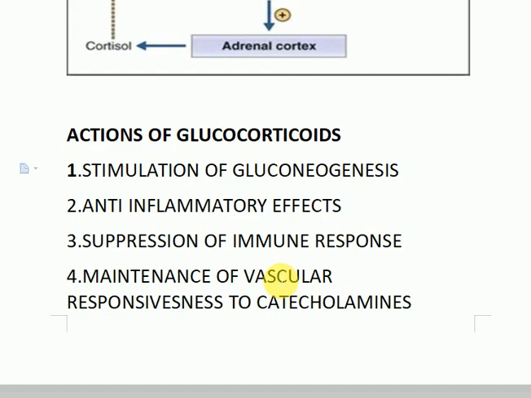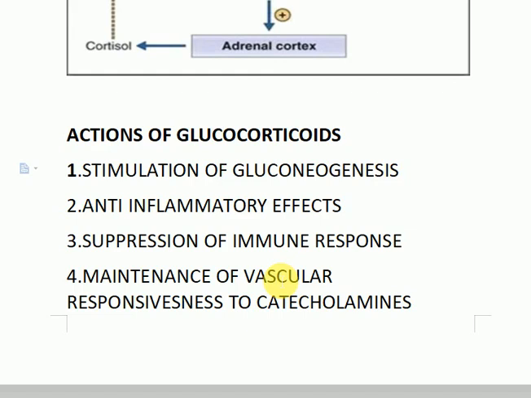In pharmacological doses, the glucocorticoids are used to prevent rejection of transplanted organs because they suppress the immune system. So they are used in this process of prevention of the transplanted organ rejection.